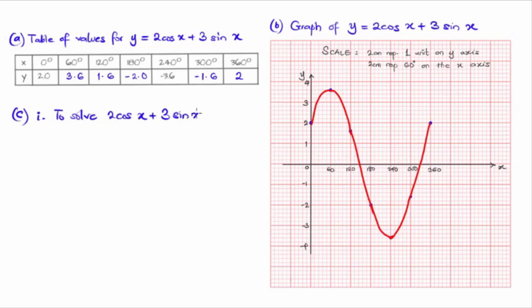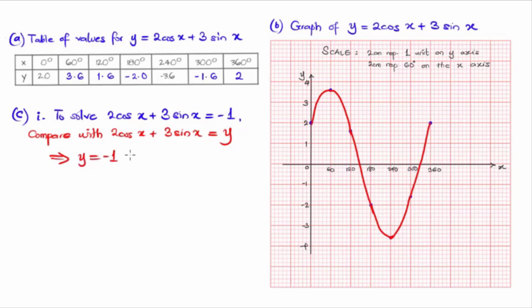We have to use the graph to solve the equation 2 cos x plus 3 sin x is equal to minus 1. Now, if you take this equation we're given and compare with the equation we've been working with, that is 2 cos x plus 3 sin x is equal to y. If you compare the two, you can see that the left-hand sides are equal. That means the right-hand sides are also equal. So y is equal to minus 1. Now, in a graph, what does y is equal to minus 1 translate to?